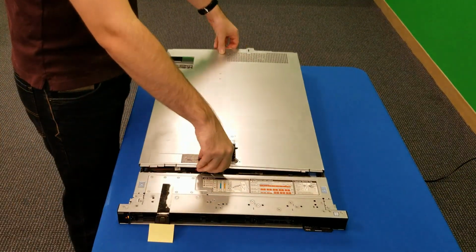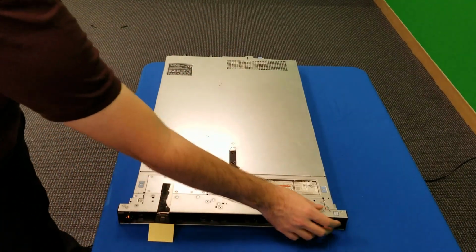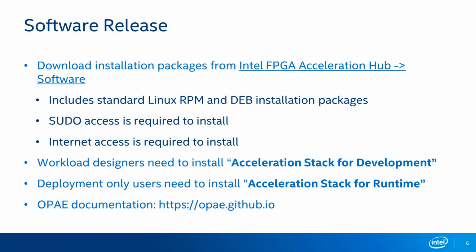Reinstall the casing on the server. At this point, installation is complete and you may power on the server. The Intel Acceleration Stack for Intel PAC comes in two flavors, the development and the runtime package.